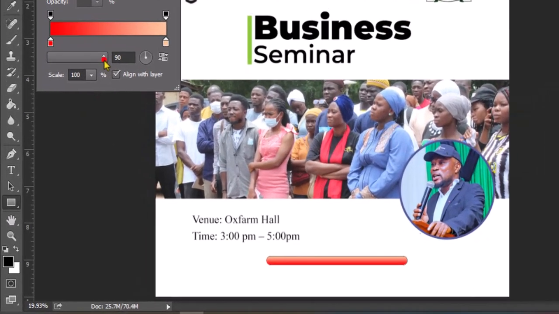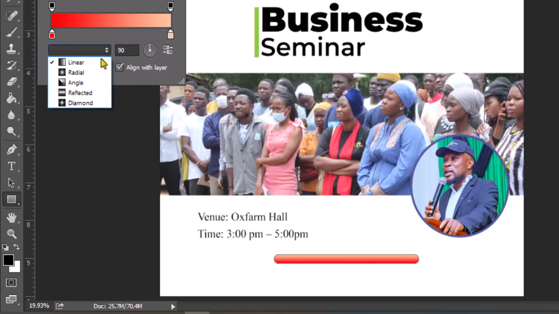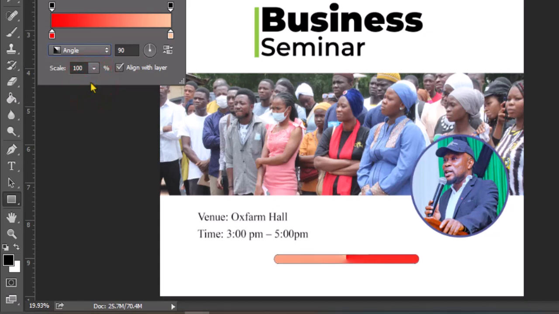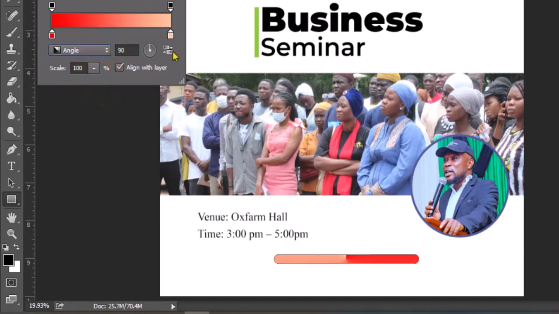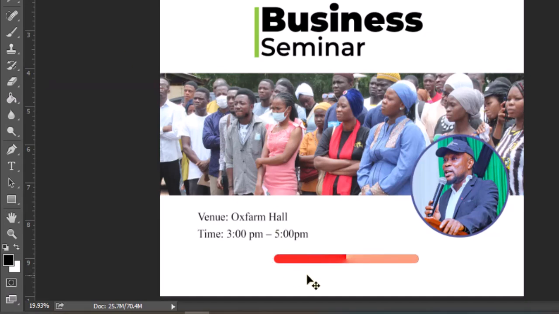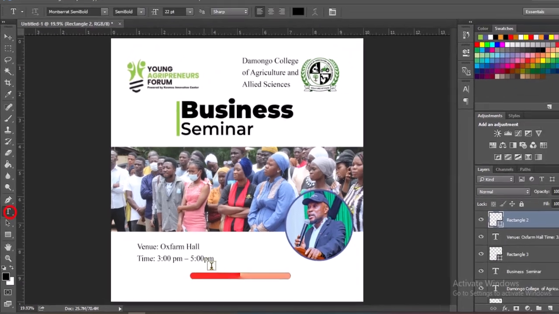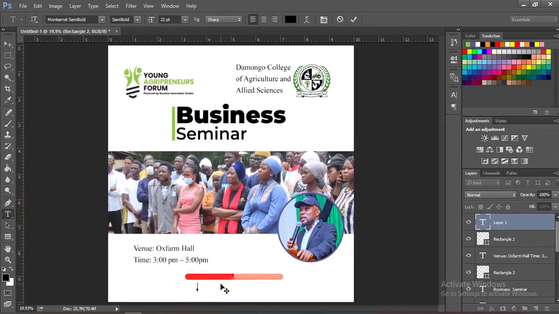Now this is where the magic happens. You click on this option here and then you select angle. Look at what happens. This is linear, this is radial, this is angle. If you choose the other reflected, you get different effects. So it is up to you to decide which effect you want. I can rotate it this way, good, so it is moving from red to that one. Okay, so I click using the same font, the Montserrat font. I type the loading.